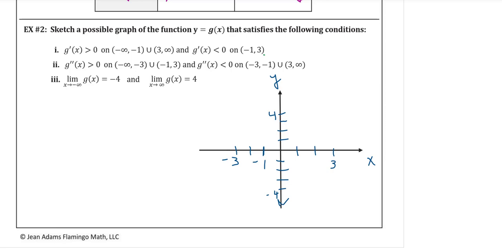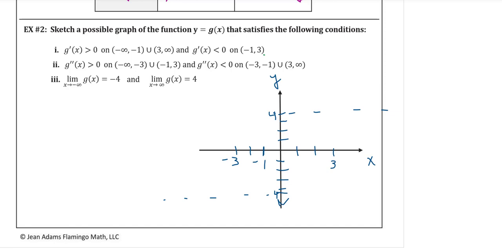Okay, so we are ready to go here. I'm going to add some things. I'm going to put my horizontal asymptotes here. I actually don't need this side of this one, and I don't need that side of that one.